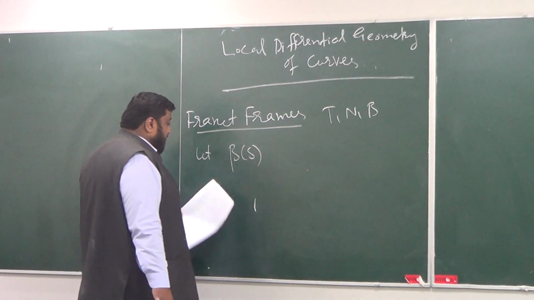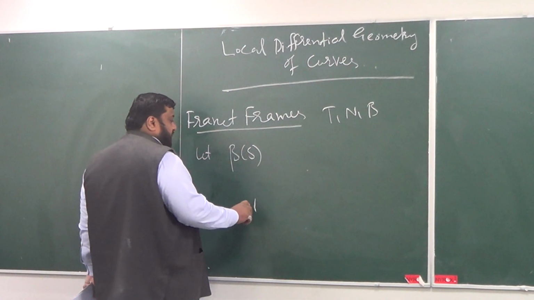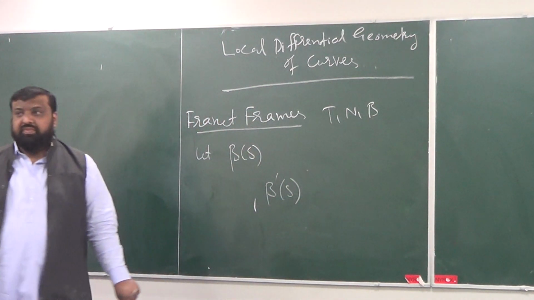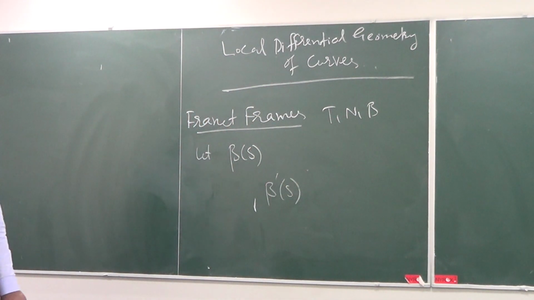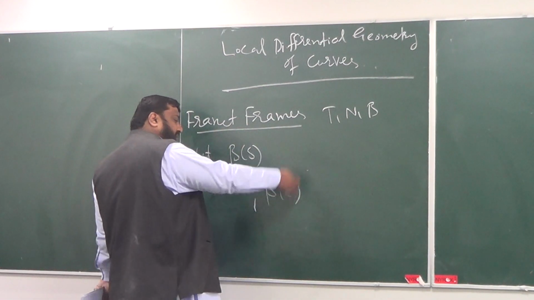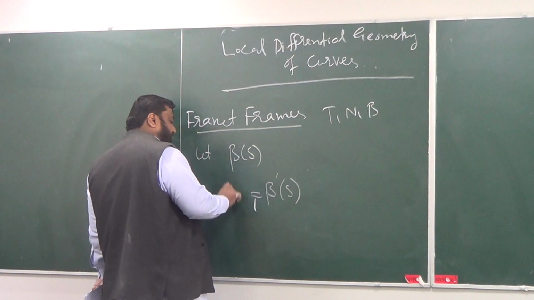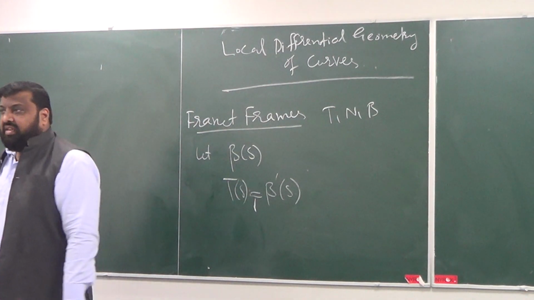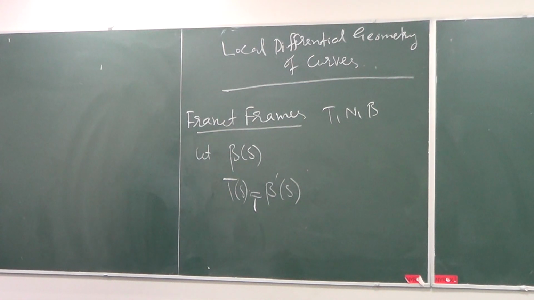Then what would be its derivative at the point beta of s, for example? It would not be its velocity, it would be the speed, the magnitude of the velocity. But it's the tangent vector. So we find that to be the tangent vector.